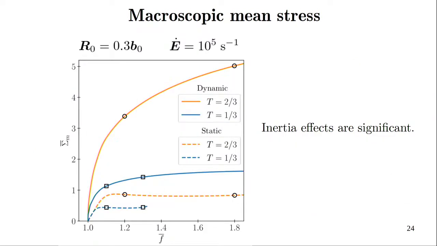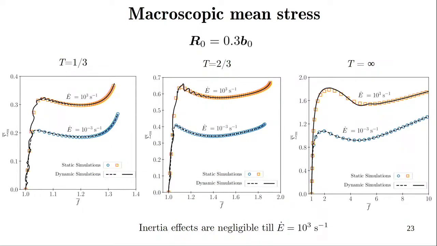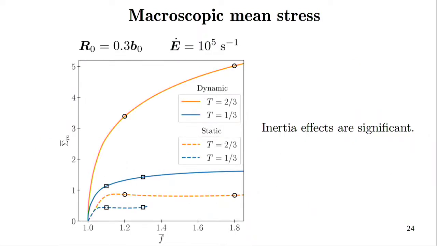Now, if I look at higher strain rates, these are the strain rates up to which we don't see any inertia effect. So now we go to a higher strain rate where epsilon dot is equal to 10 power 5 per second. What we see here, again for some void size, is that the inertia effects are now becoming significant.